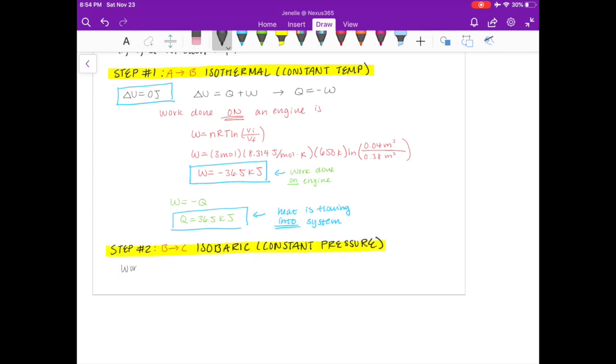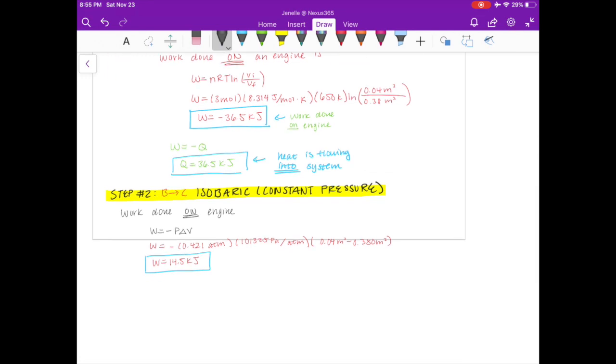Let's have another look on your formula sheet. There's another formula for work, which is equal to negative P delta V. In this case, this is still the work being done on an engine or on a system. Our pressure in this step is being kept constant at 0.421 atm, and we again have to convert this into pascals. The final volume of the gas after being compressed is 0.4 meters cubed, and our initial volume was 0.38 meters cubed. So the work being done on the system is positive 14.5 kilojoules.